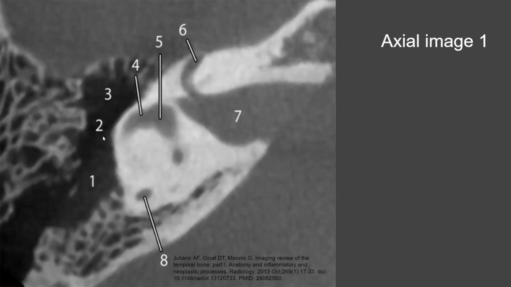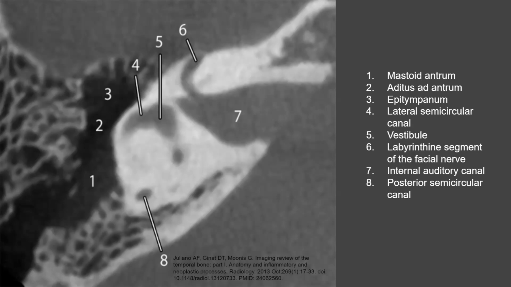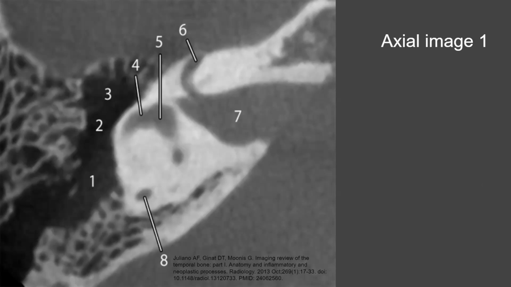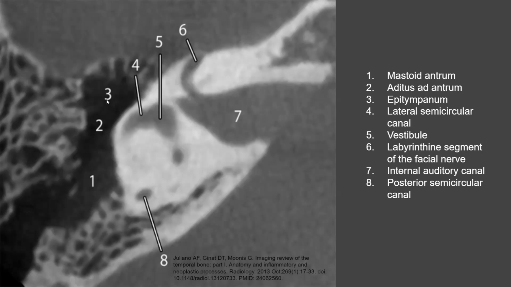Number two is the actual name of the pathway, which is the aditus ad antrum. In Latin, I forget exactly what it means, but it refers to a pathway between these two structures. Number three is the epitympanum, which is the superior aspect of the middle ear cavity. So we see there is a direct connection between the mastoid air cells and the middle ear cavity, and we'll see later on the relevance of that.